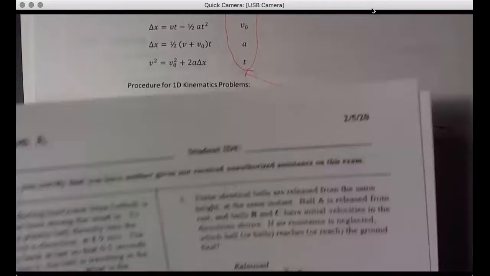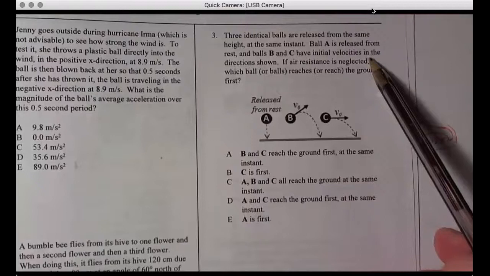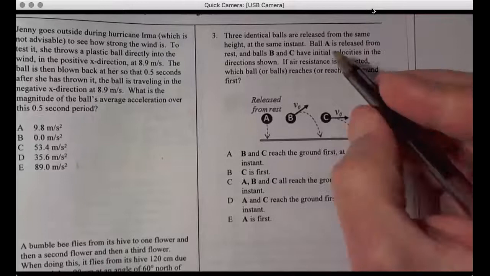Three identical balls are released from the same height, same instant. A is from rest, B and C have velocities in the direction shown. Air resistance is neglected, so that means it's free fall.